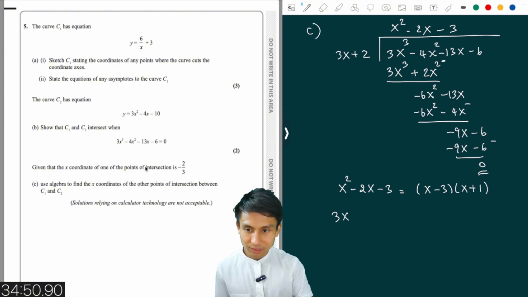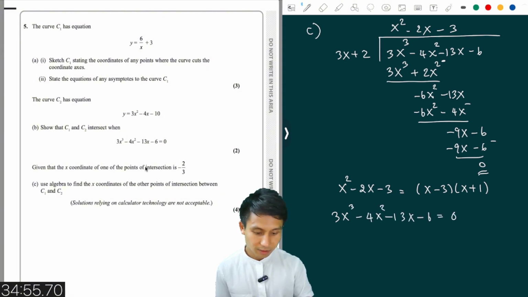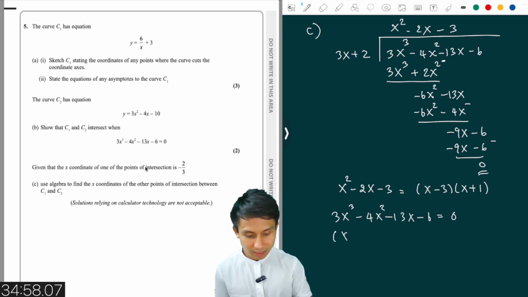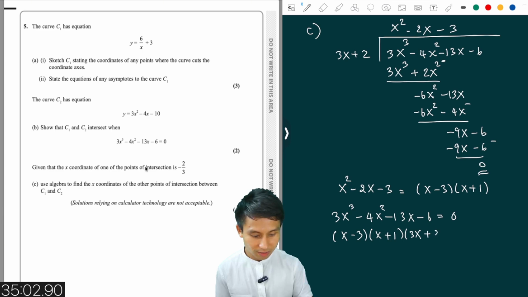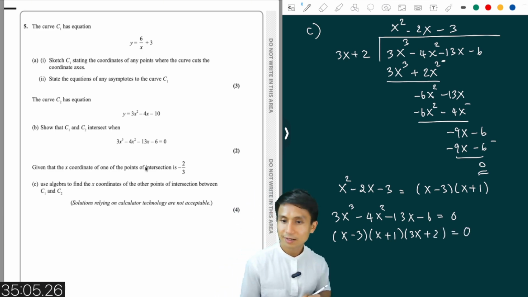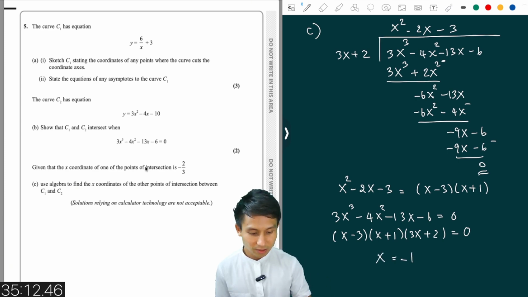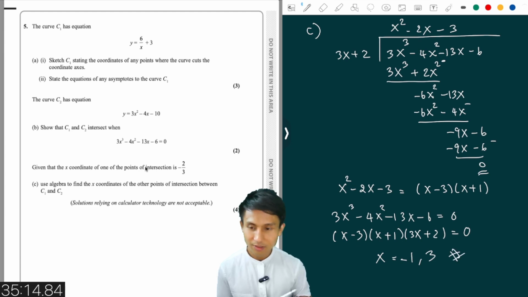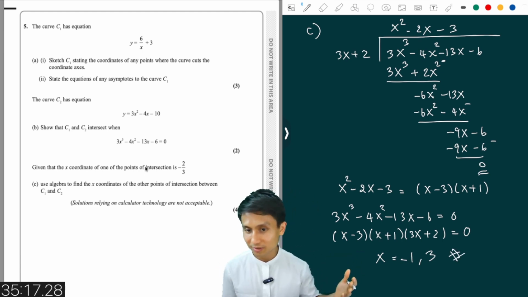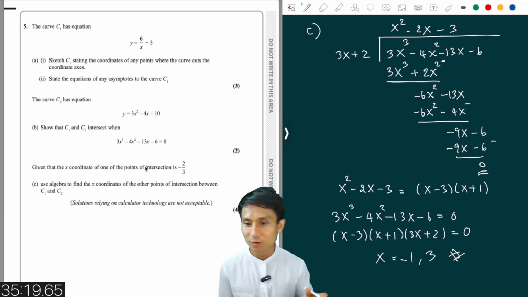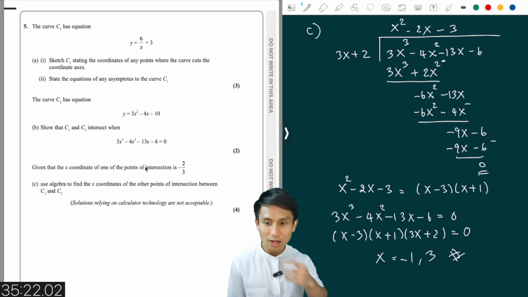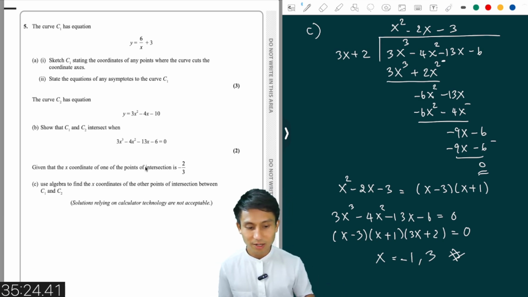So we can pretty much say that this can then be factorized as x minus 3, x plus 1, and the thing we just used to divide in the first place. So the other 2 points would just be minus 1 and 3. These are the other points of intersection between C1 and C2, and we are done. We don't need to find the y, just the x coordinates. All right, I'm done here for C.